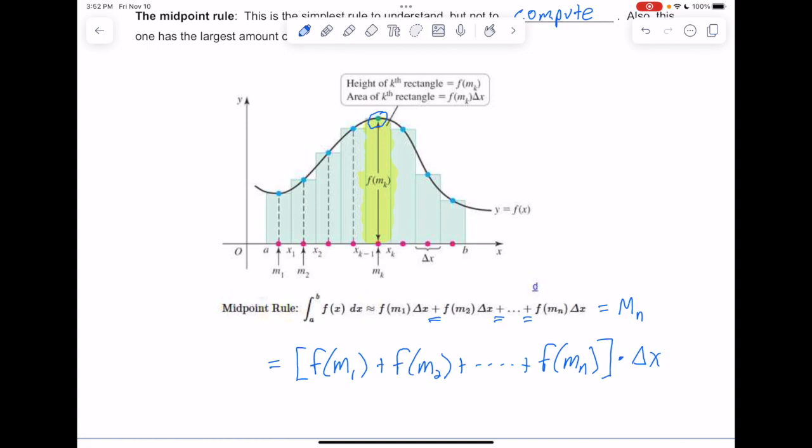All right, so that's our first technique. Let's turn the page. We'll see a couple other techniques, and then we'll start getting some practice.